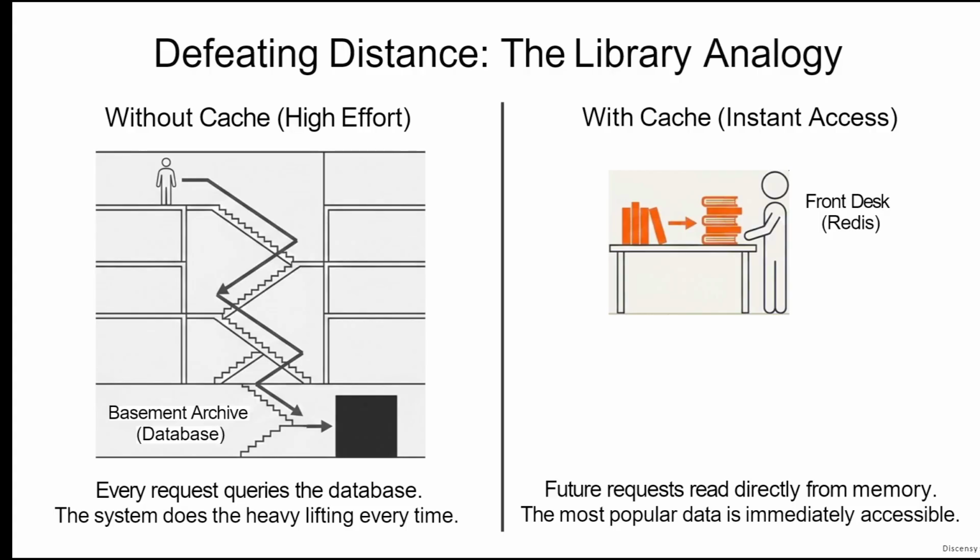Suppose he has an elevator to choose to reach the destination. He might have a lift. He might have some stairs in order to walk down, right? So there are different ways of getting to the destination, but definitely you'll be choosing the easiest and a much better way, right? So in that sense, in a technical way, every request queries the database. The system does the heavy lifting every time, but here caching plays a main role in order to solve this issue.